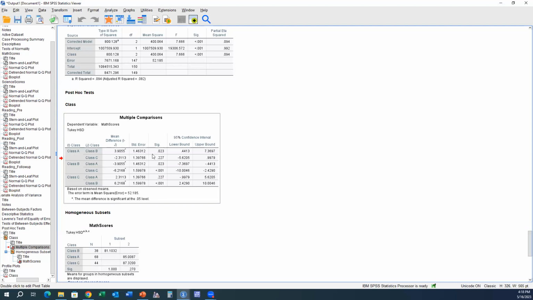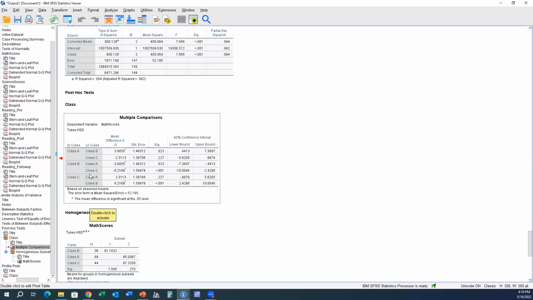Now it looks like we have one additional comparison. So here you can see class B and class A. That is the same comparison we already looked at. The p-value is 0.023. It's also 0.023 up here. It's just doing the opposite subtraction. So you can see it's doing class B minus class A, which is why this value is exactly the same. It's just negative. Okay, so we don't need to report that one again.